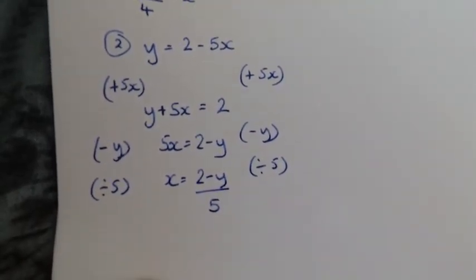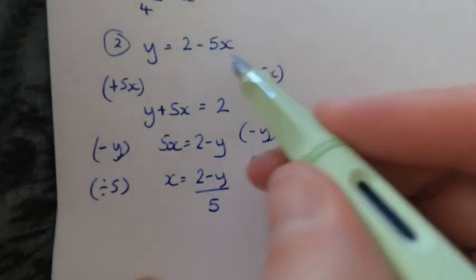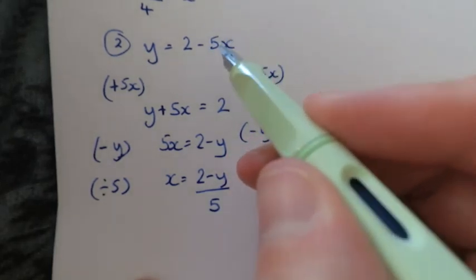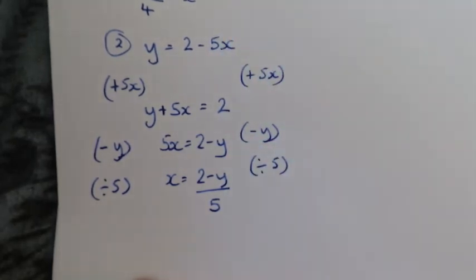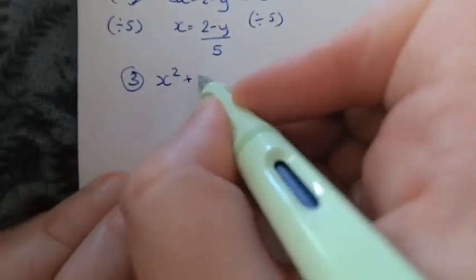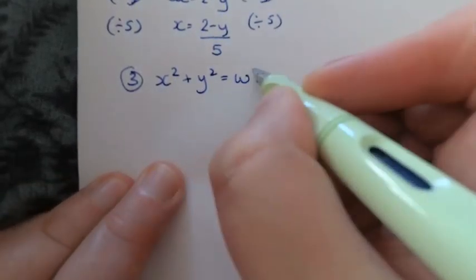So that's example 2, just to show you one where the x is negative. So we need to get rid of that first. Okay, another example. This time we're going to have some squares involved. So example 3, x squared plus y squared equals w squared.